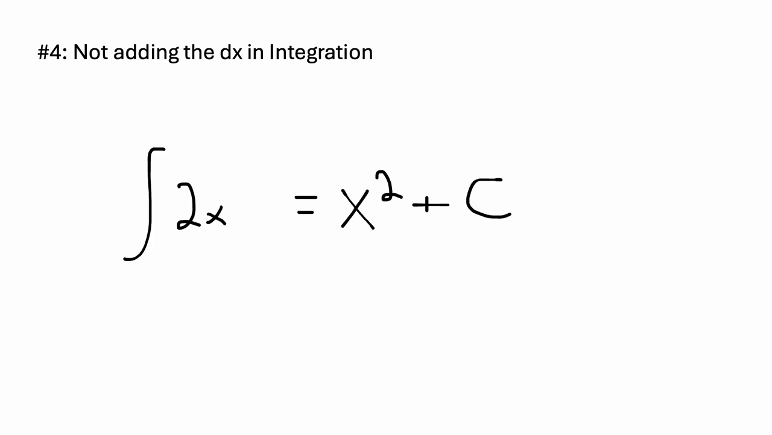Mistake 4 is not adding dx in integration. This is more of a notation-based problem. For example, if you have this, well, this is correctly evaluated. The antiderivative of 2x is indeed x squared, meaning that the integral of 2x is x squared plus c. But on the AP test, this would lose the point because they did not add the dx. So again, on the AP test, this is crucial, and not adding the dx will lose you the points.